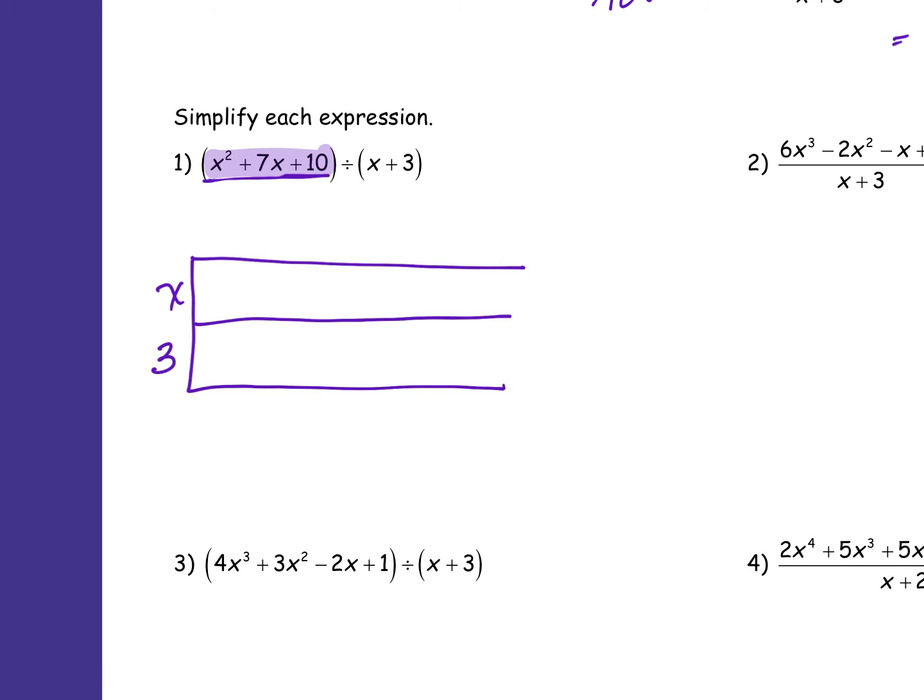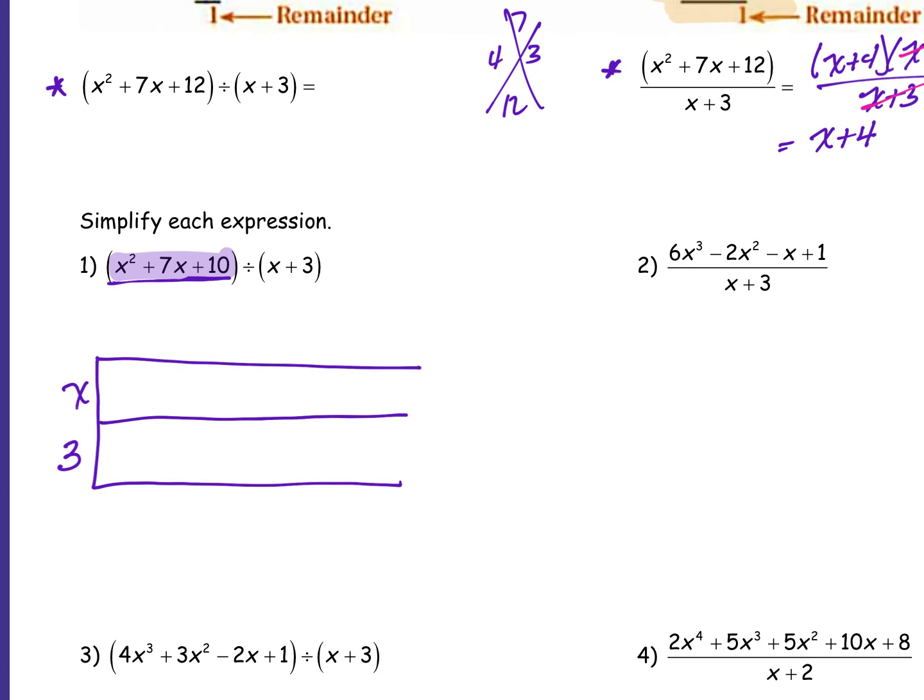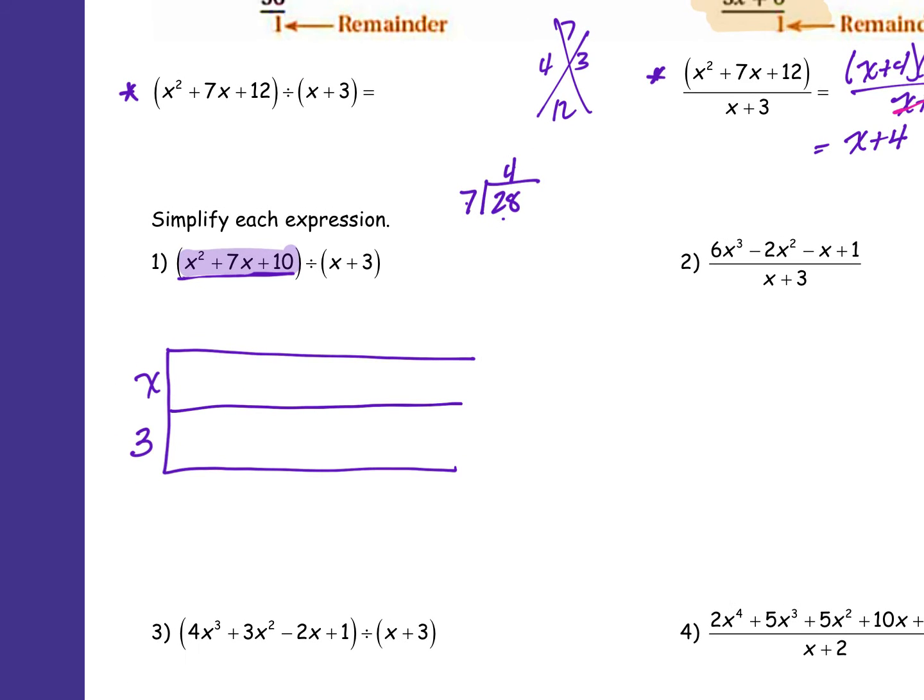Because if I have, let me say, 28 divided by 7, right? That's 4, and 4 times 7 is 28, right? That's how that works. So the answer I get up here, and I'm going to highlight it, the answer I get here times x plus 3 should give me x squared plus 7x plus 10. Does that make sense? Okay.